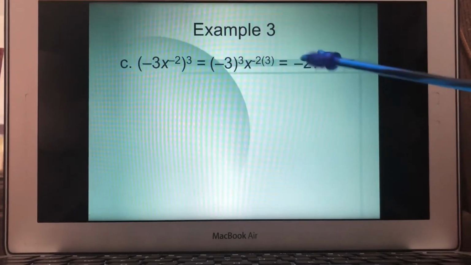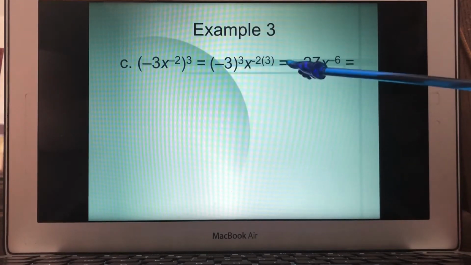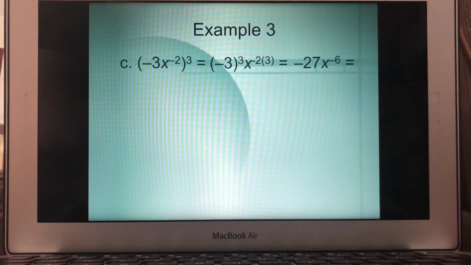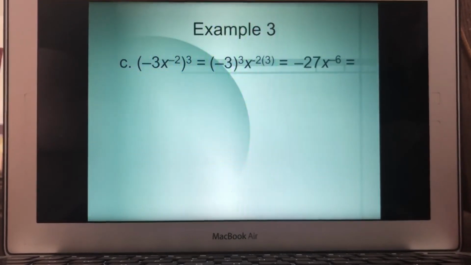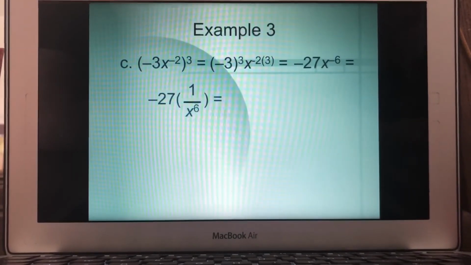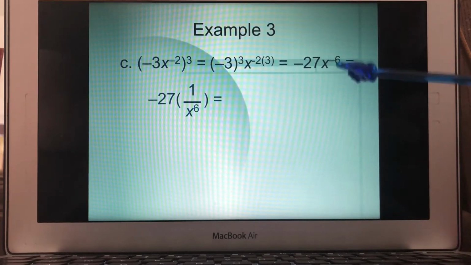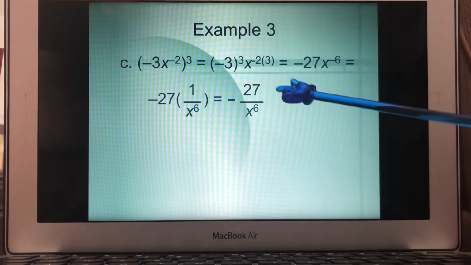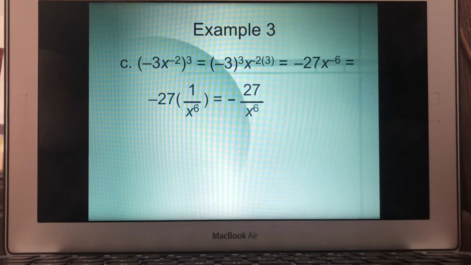And then if I simplify that, I've got negative 27, because negative 3 cubed is negative 27, times x to the negative 6 power. Well, what happens here if I have this term to the negative 6 power? Remember, I'm going to flip that and find the reciprocal of that. That's going to be 1 over x to the 6th power. And then when I multiply and simplify, it's going to be negative 27 over x to the 6th power.